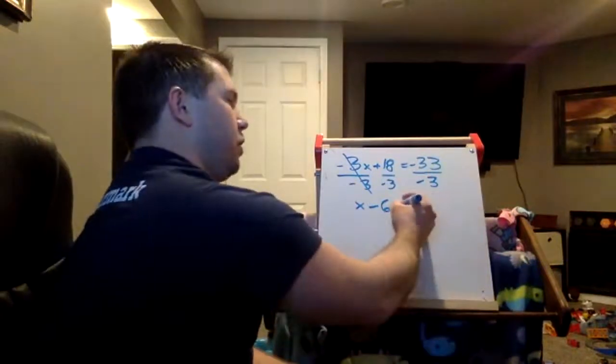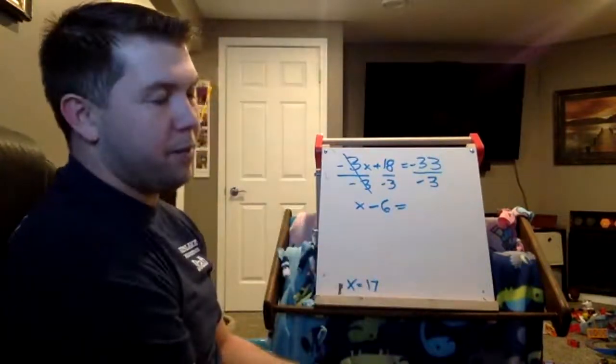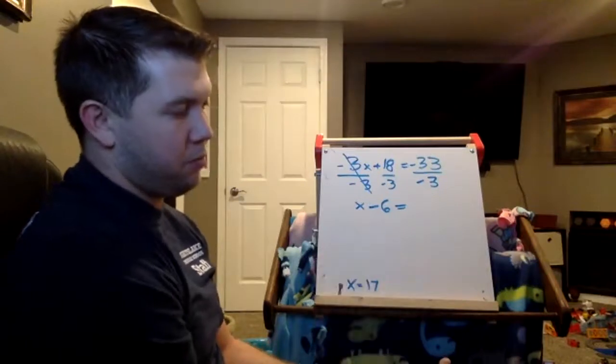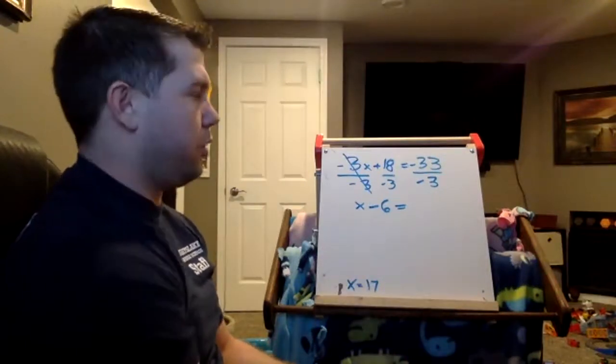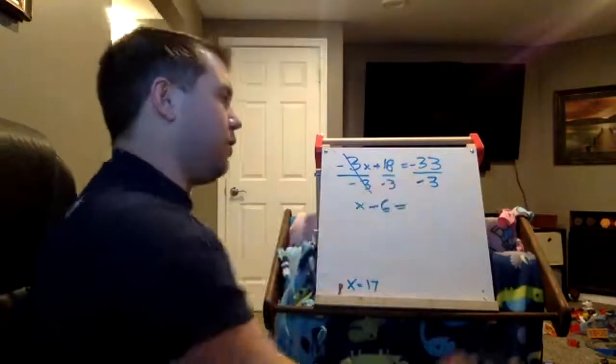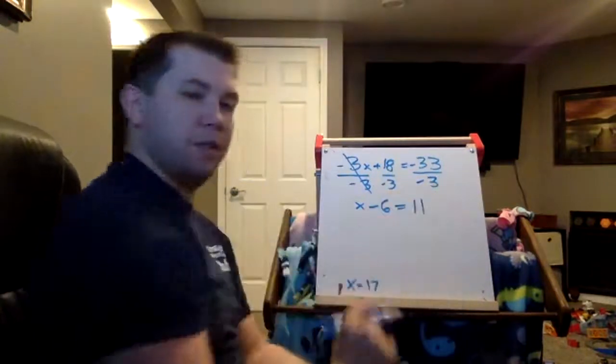And I know that 33 divided by 3 is 11, because 3 times 11 is 33. A negative divided by a negative is a positive, so it should be a +11.